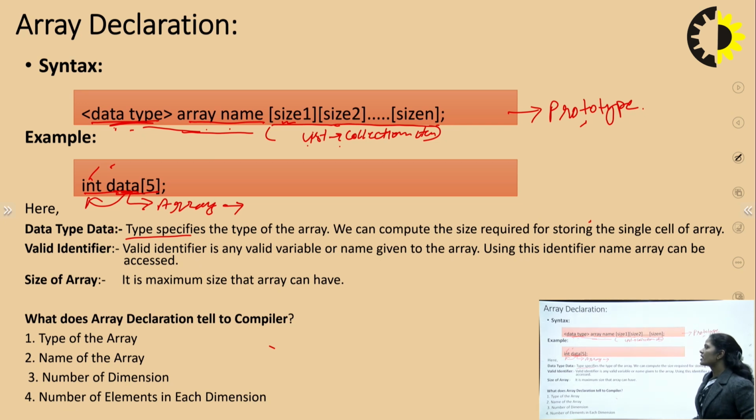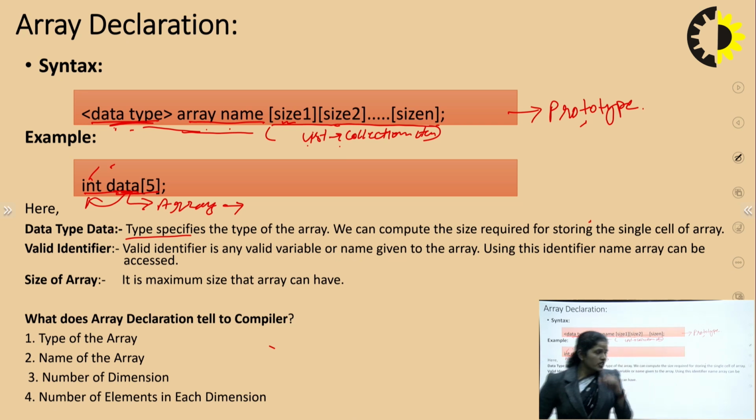The type specifies the type of the array, and we can compute the size required for storing an array with a single cell of the array. And valid identifier: the array name should be a valid identifier, because identifier is some system defined terminology, and it has some rules, that it never starts with underscore, it never starts with numbers like 1, 2, 3. So there we have some specific rules whenever we define an identifier, and array name should always be a valid identifier.